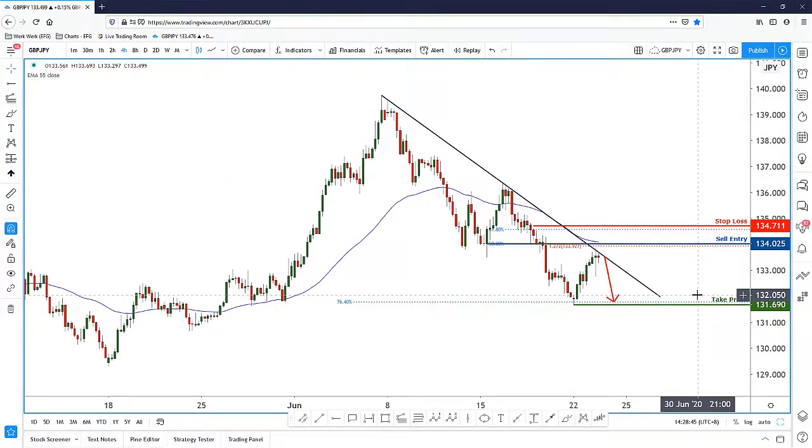All right, so this is the intraday trade of the day idea that I have for pound yen.